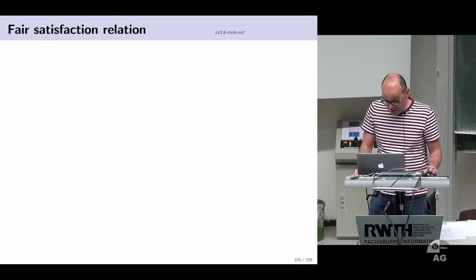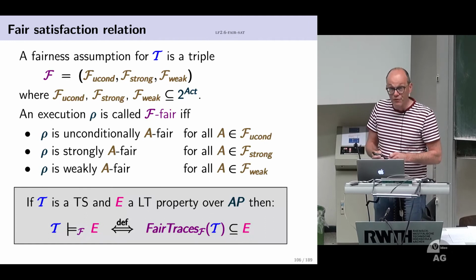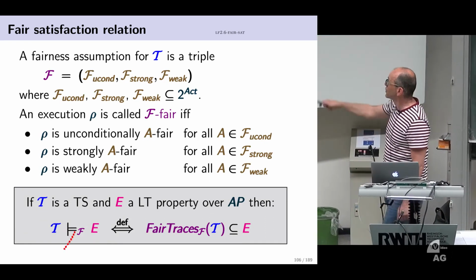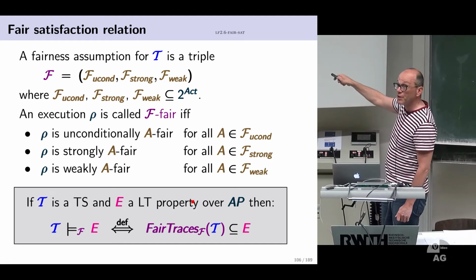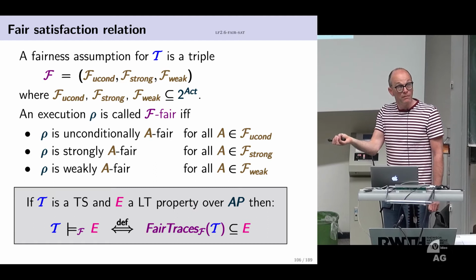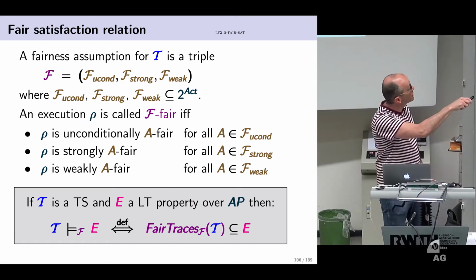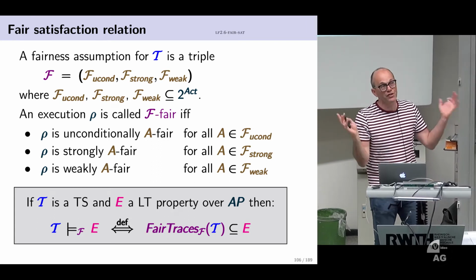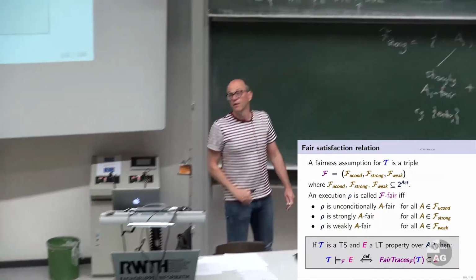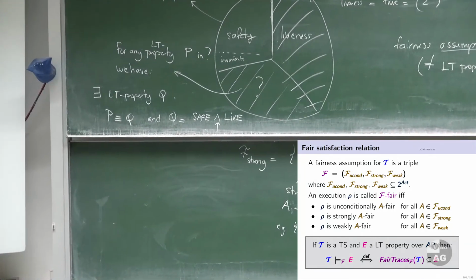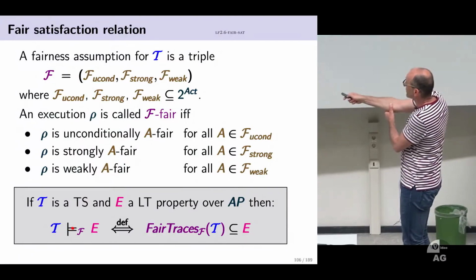Good. And this now tells you something about the fair satisfaction relation. This is in this box over here. I give you a transition system, you give me an LT property. This is the property we would like to check. Remember, it's a property typically in these dashed areas because we're going to see fairness does not play a role for safety. Okay, so I give you a property, I give you a transition system. Then I define this new satisfaction relation.